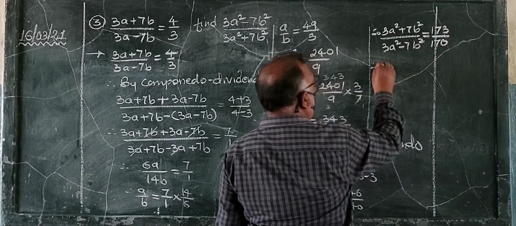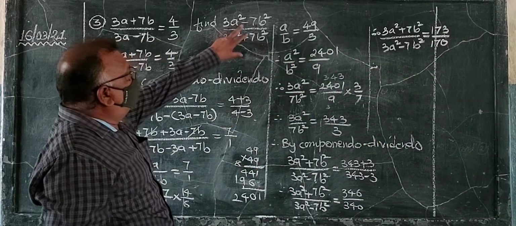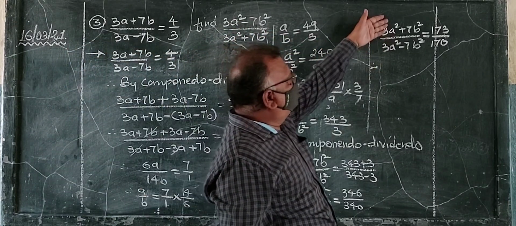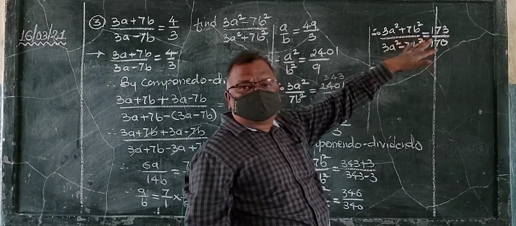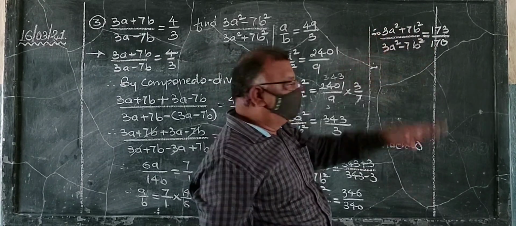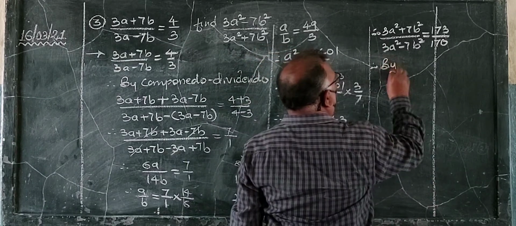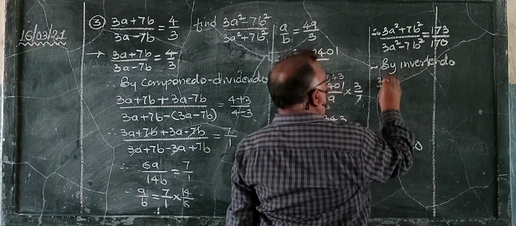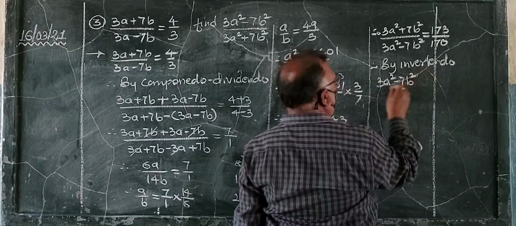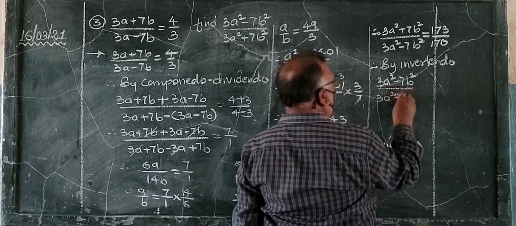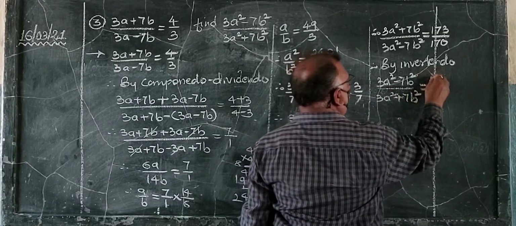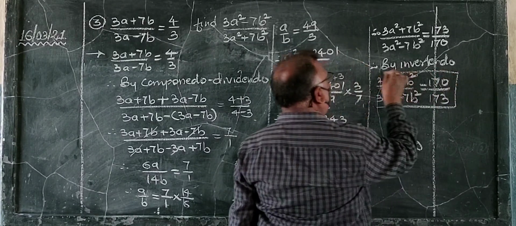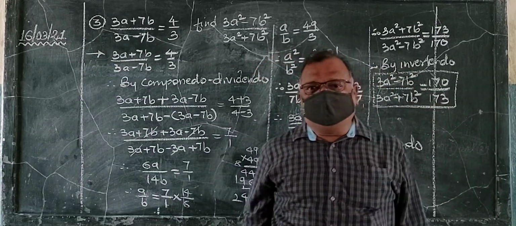And therefore, now look on the board once again. Here we have minus in the numerator and plus in the denominator. So this should go in the numerator and this should come in the denominator, and therefore we will apply invertendo. So therefore by invertendo, (3a² − 7b²)/(3a² + 7b²) is equal to 170/173. This is the final answer. Okay, just copy this.